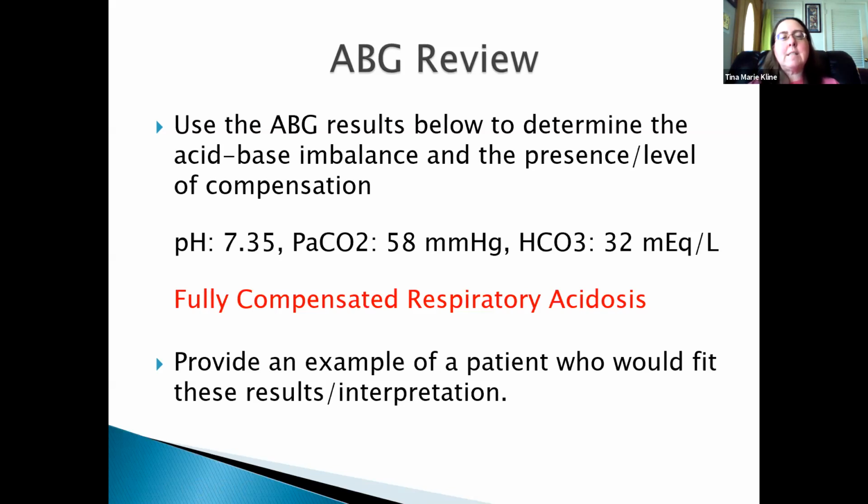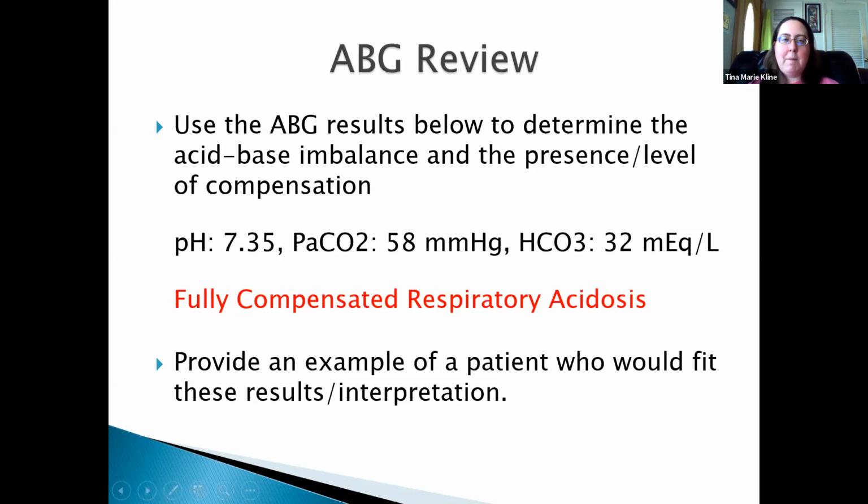Okay, so now let's stop and think for a minute here. What type of patient would have a fully compensated respiratory acidosis? I want you in the chat box to tell me what patient, what disease process do you think would have fully compensated respiratory acidosis. Okay, let me take a look at the chat boxes here.